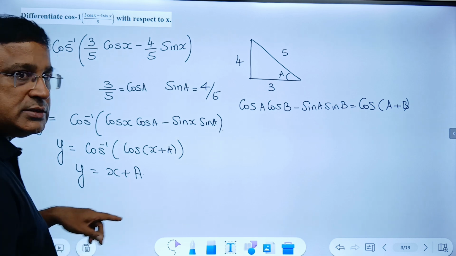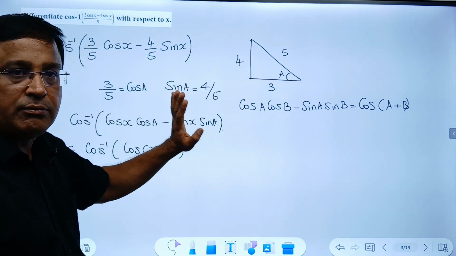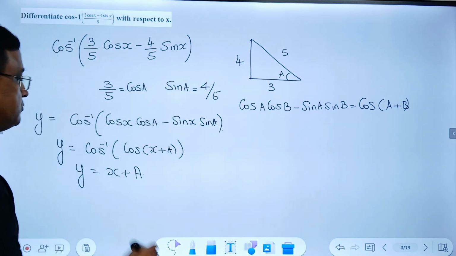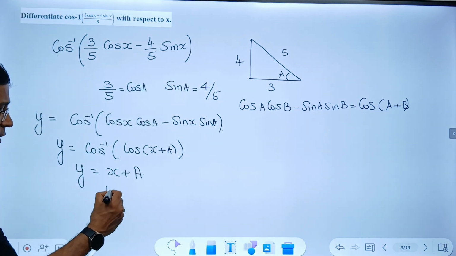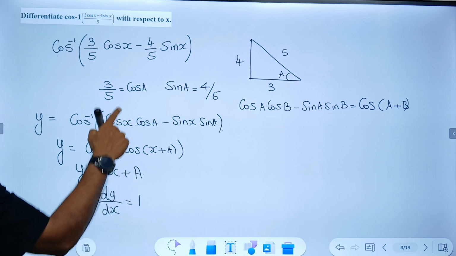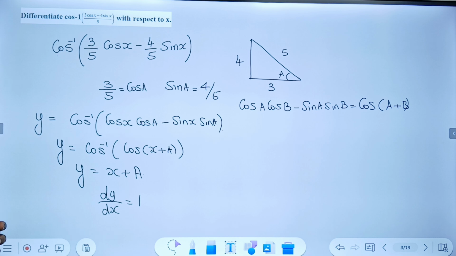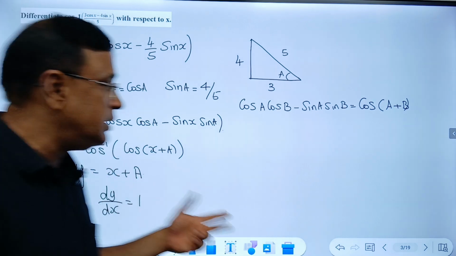Now you know A is a constant. Why is it a constant? A is connected with the numbers 3, 4 and 5, which are constants. So I don't even have to change that. So dy by dx will be, differentiation of x is 1. Since I said A is a constant, differentiation of A is 0. So the answer is 1. It's a very simple 2-mark question which generally comes in the board exam.